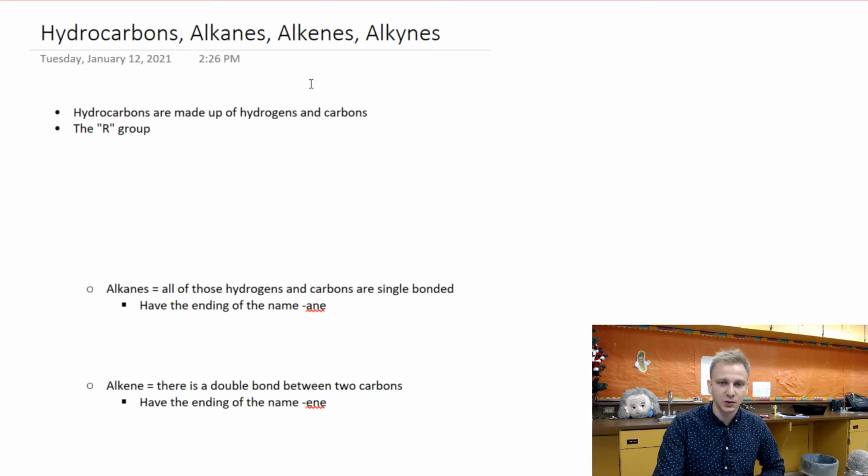And so the first thing we're going to talk about is just what a hydrocarbon is. A hydrocarbon is anything that's made of only hydrogens and carbons. As soon as we start adding other elements in, it no longer becomes a hydrocarbon.